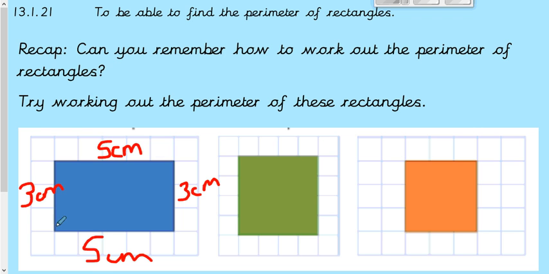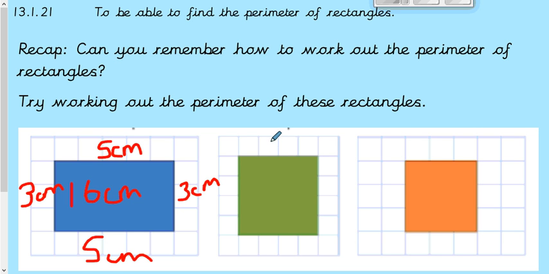So then we add them all together. So I know that 5 add 5 is 10, add 3 is 13, add another 3 would be 16. So the perimeter is 16 centimetres. If you thought, oh, I know what to do now, have a go at the other two, and then I'll go through the answers in a sec.